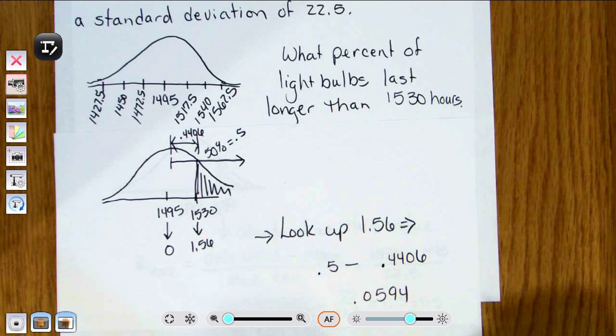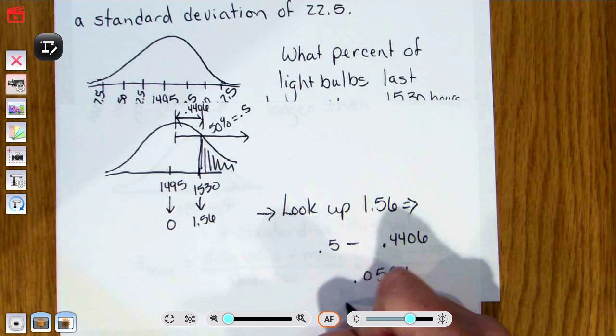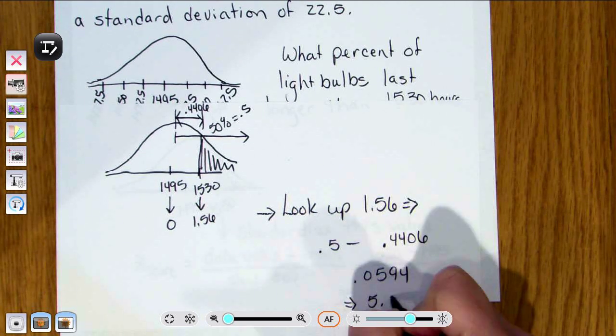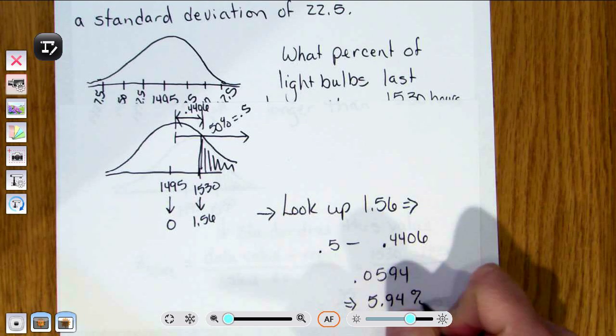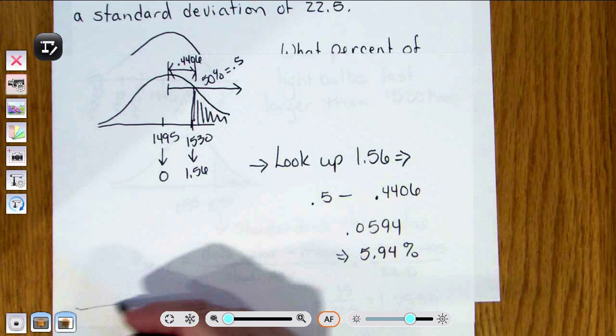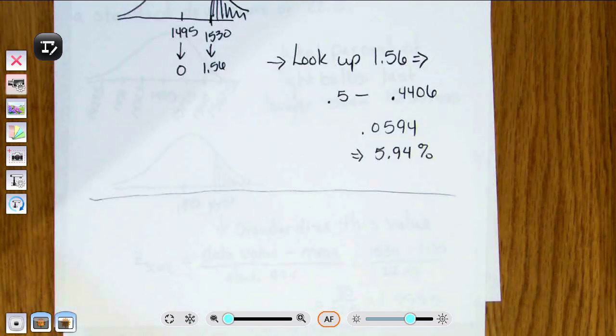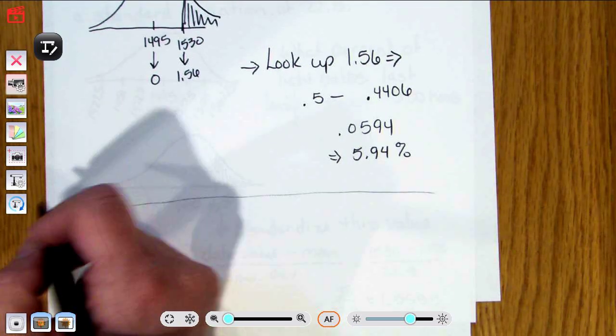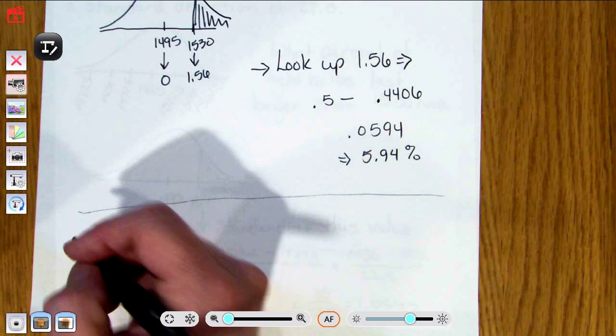0.0594, which is 5.94%. Okay. All right. Then we'll do one more, and then I'll kind of summarize everything for you.